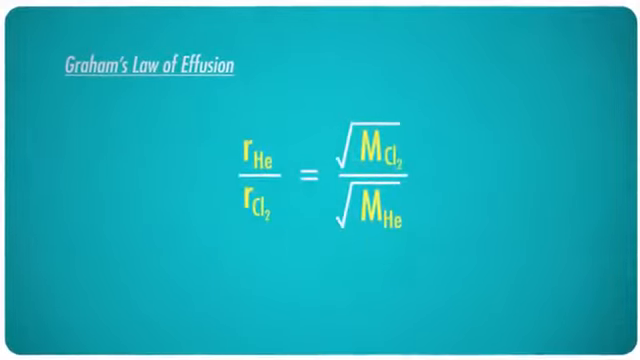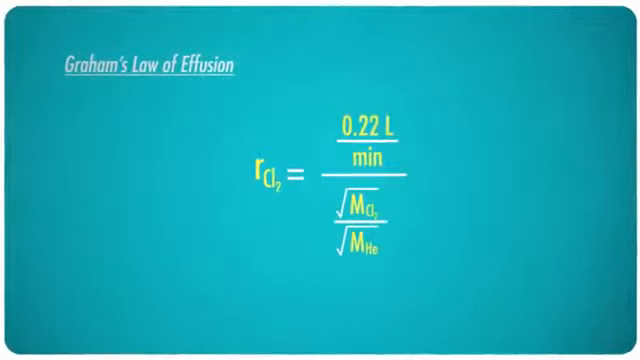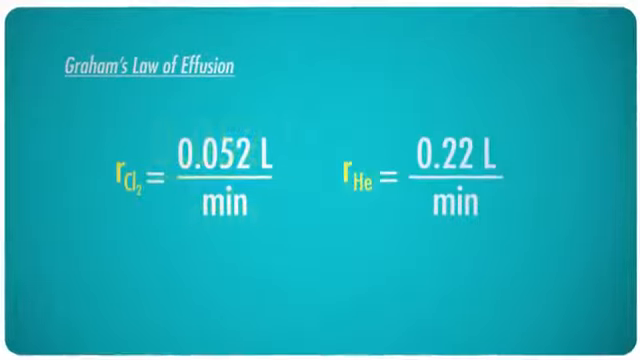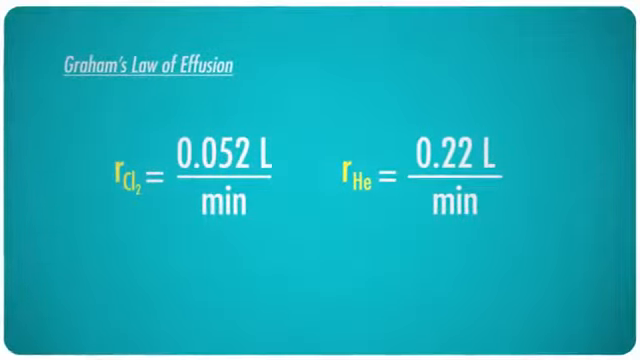So we plug that into the main formula. Chlorine gas has a molar mass of 2 times that of atomic chlorine, 35.5 times 2 equals 70.9, and helium's molar mass is 4.00. Put those numbers in too. Careful calculation shows that Cl2's rate of effusion under these conditions would be 0.052 liters per minute, significantly slower than helium.